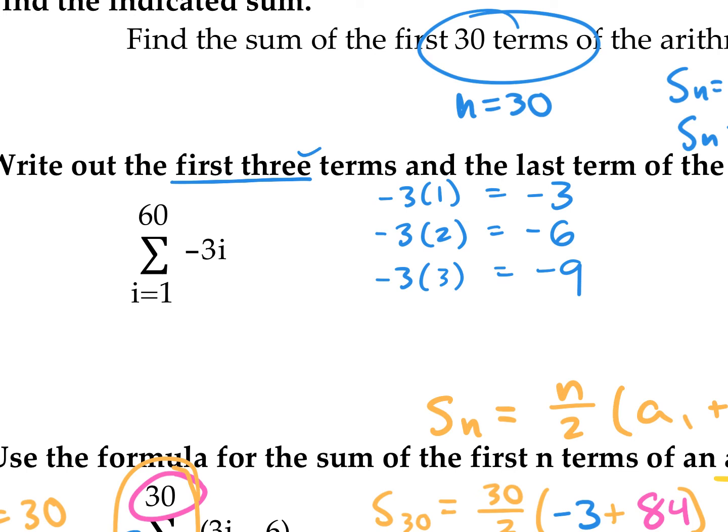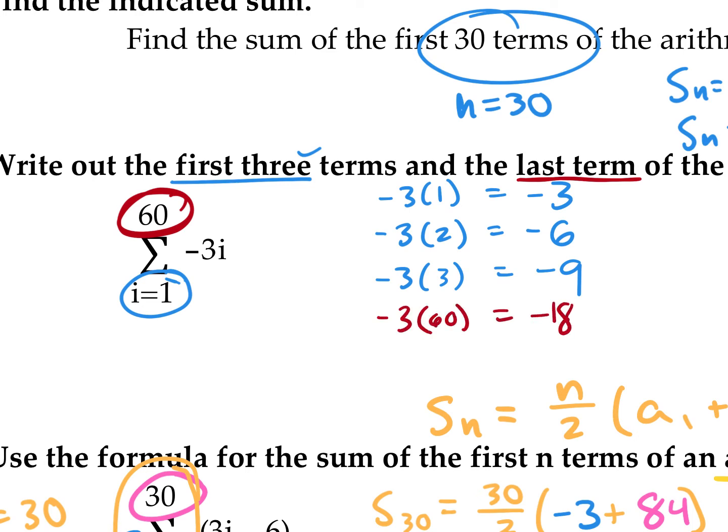And then to find my last term, what do I need to plug in? 60. Because it starts with 1 and ends with 60. So to find my last term, I plug in 60. So negative 3 times 60, which would be negative 180.